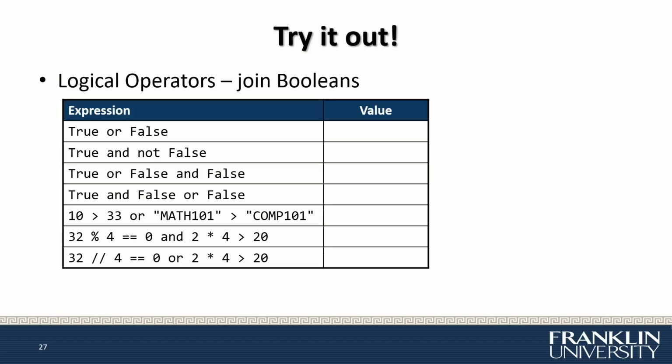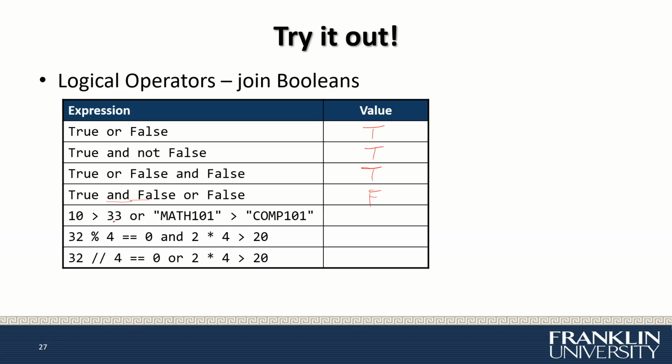So let's try it out here. True or false, what would that be? Well, it should be true. True and not false? Well, it would be true also. Why? Not false would be true. True and true is true. True or false and false? Because false and false would be false, true or false is true. True and false or false? Well, true and false will happen first, which is false. False or false is false.